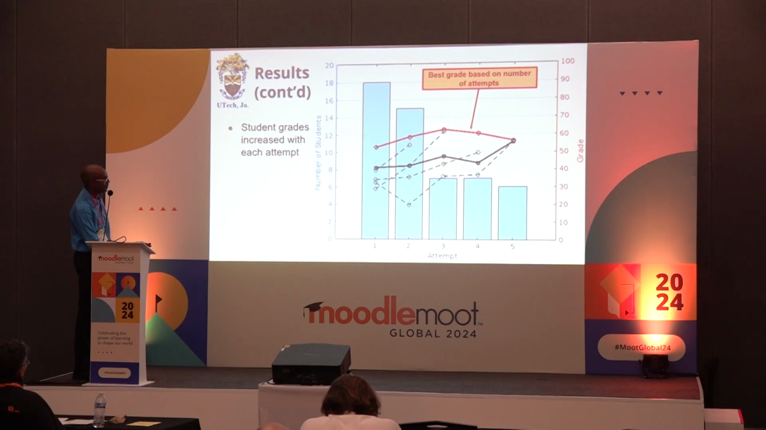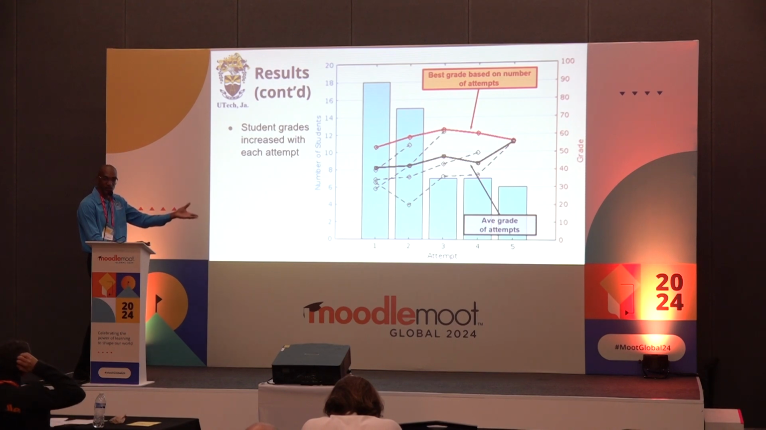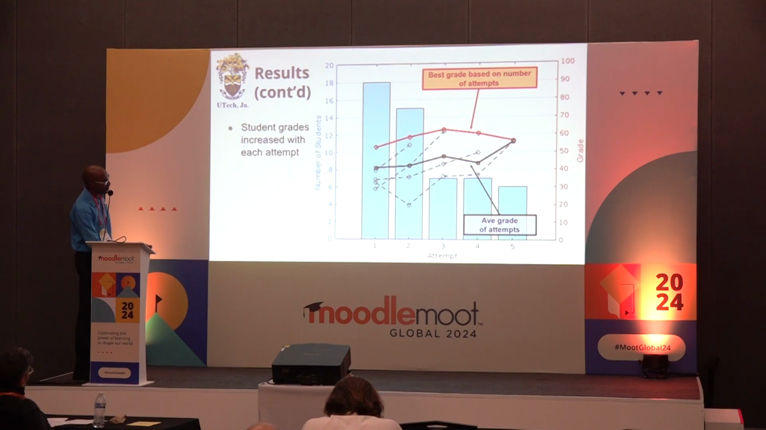So this is the best grade based on number of attempts. Okay? So persons who did 3 attempts generally had a better grade. This is the average grade of an attempt. So even though this is the best grade for persons who did 3 attempts, this is the average of all third attempts. That means it includes persons who did 5 attempts and who did 4 attempts also. All right? So what we see still generally is that it does go up with more attempts.